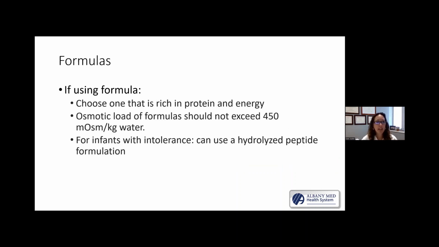So if we use formulas to fortify the breast milk, we want to make sure that they are rich in protein and energy to make sure that we're optimizing the nutrition that we're giving these infants. We want to be careful of the osmotic load of formulas to make sure they don't exceed 450 milliosmoles per kilo of water. And we want to make sure that for infants who have an intolerance or potentially a chylothorax, that we're using an appropriate formula for that infant. So some of these infants require a hydrolyzed peptide formulation or a medium chain formulation in the case of chylothorax.